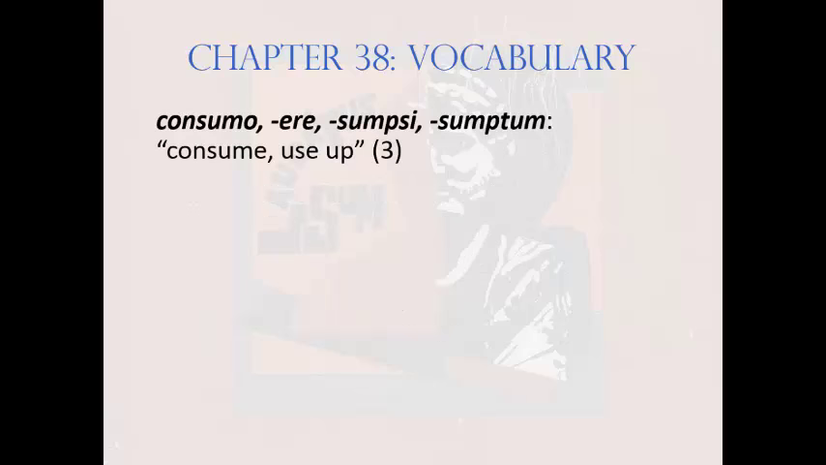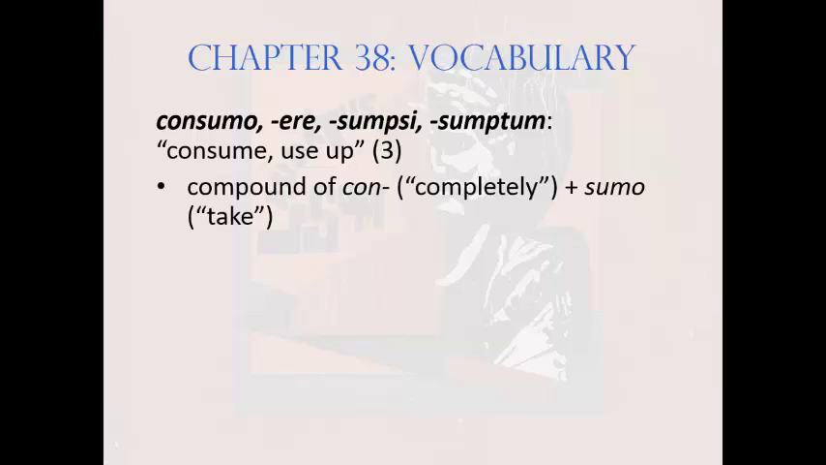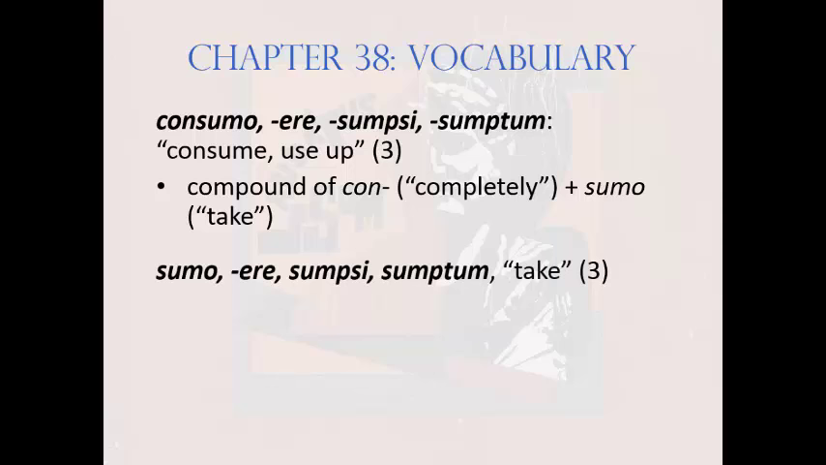Here's a verb, consumo, consumere, consumpsi, consumptum, meaning consume or eat up. It's third conjugation, a compound of con, with, here in the sense completely, and sumo, meaning take, which is the next word, consumo's base verb, sumo, sumere, sumpsi, sumptum, meaning, as I just said, take. It's third conjugation. Be sure you learn sumo.